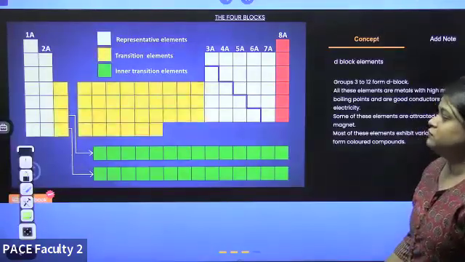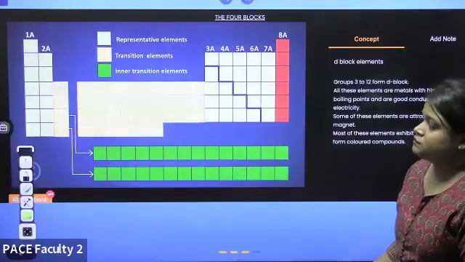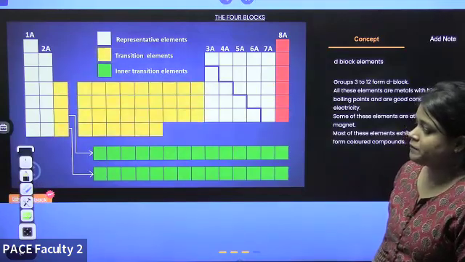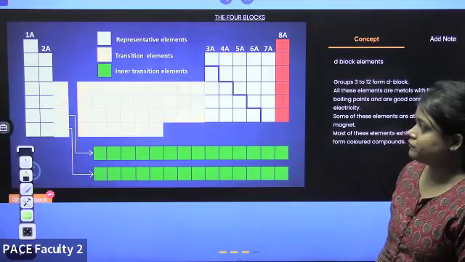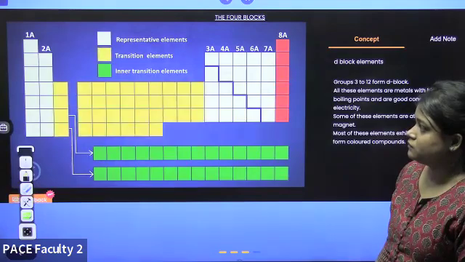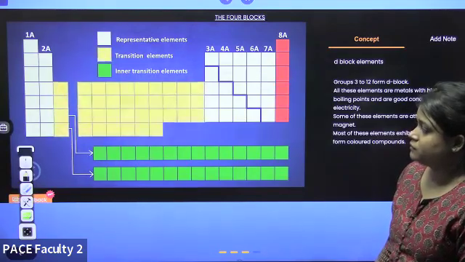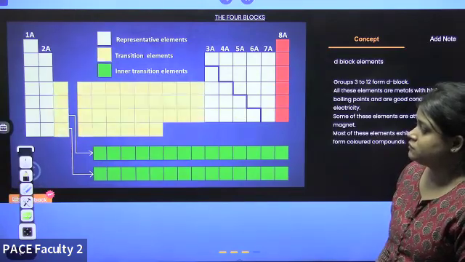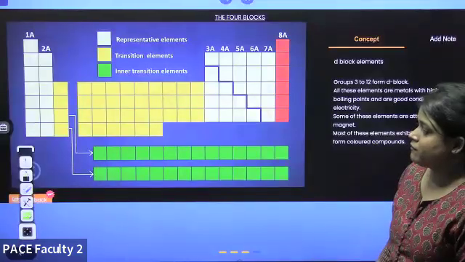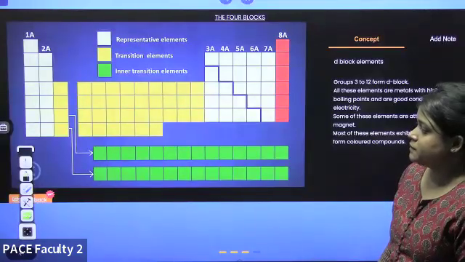Discuss D block elements. Groups 3 to 12 form the D block. All these elements are metals with high melting and boiling points and are good conductors of heat and electricity. Some of these elements are attracted towards a magnet. Most of these elements exhibit variable valency and form colored compounds.